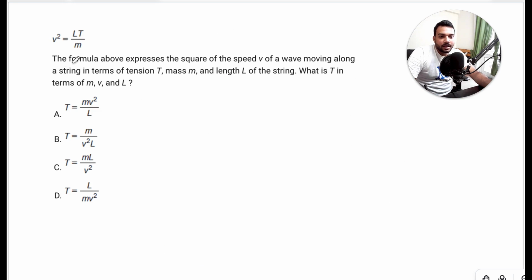The formula above expresses the square of the speed v of a wave moving along a string in terms of tension T, mass m, and length L of the string. What is T in terms of m, v, and L? So the speed of the wave is shown in terms of L, T, and m. They're asking what is T in terms of m, v, and L. Again, rearrangement of terms. Since we need to represent T in terms of the other things, we'll isolate T.